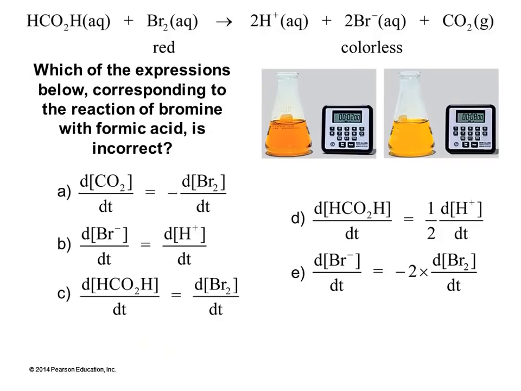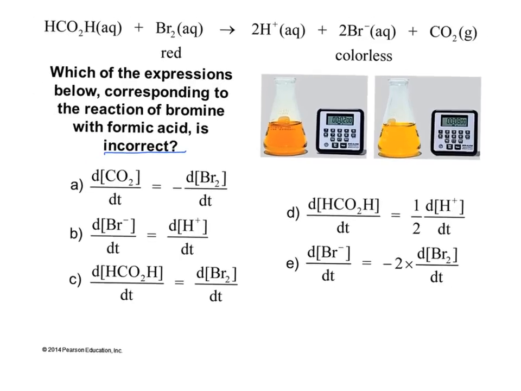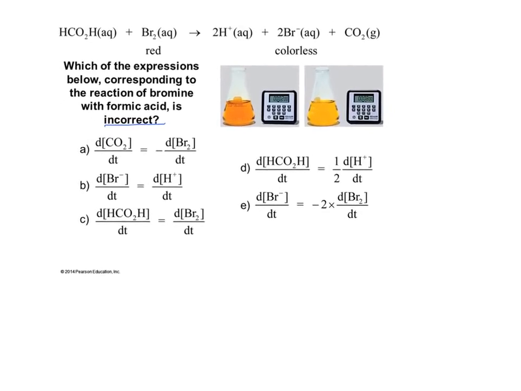All right, pause me and try this on your own. Okay, did you pause me? Now they're asking which of these expressions corresponding to the reaction of bromine with formic acid is incorrect. So all of them are correct except for one, or at least I'm going to assume that. Let's start off by cheating a little bit and writing all our answers on our own here. I'm going to write, well, let's do it one at a time here. The first one says the change in carbon dioxide is equal to the opposite of the change of bromine.